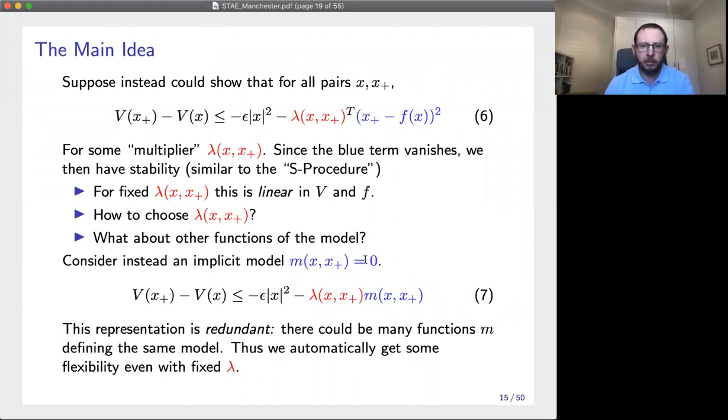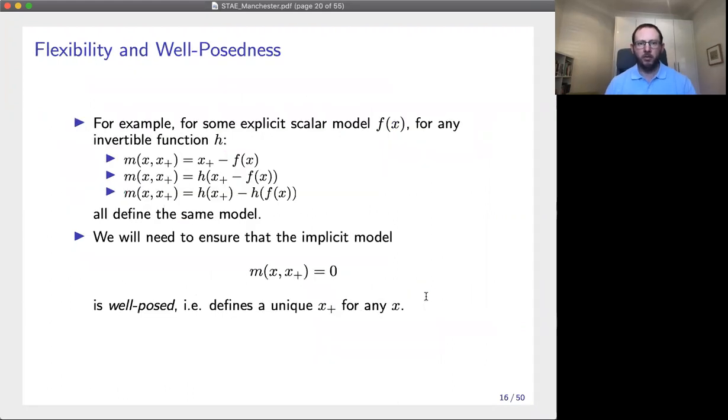The difference is that these representations can be highly redundant. If you write in the explicit form, there's only really one f that represents this model. But in this form, you can have many, many different m's that represent the same model. And that allows us to absorb some of the flexibility that we need from the multiplier into the model itself. For example, if we have some explicit model f, we could write the natural implicit model x plus minus f of x. But also, if we have any invertible function h, we can write h of x plus minus f of x, or h of x plus minus h of f of x. And as long as h is invertible, all of these different m's represent the same model.